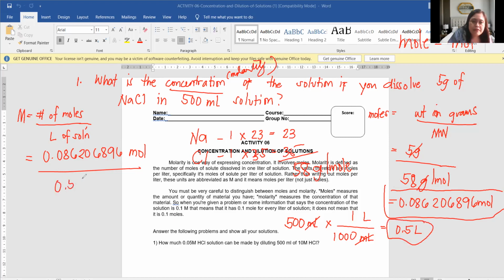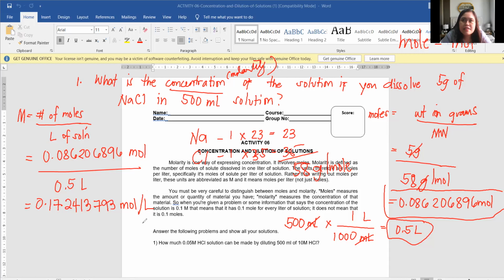So, 0.5 liters. So, let us divide 0.086206896 mole divided by 0.5 is 0.172413793. The unit here is mole per liter. And this is not yet the final answer.